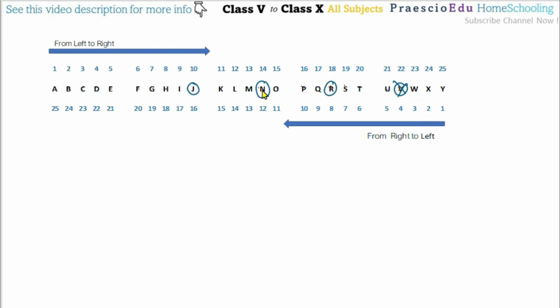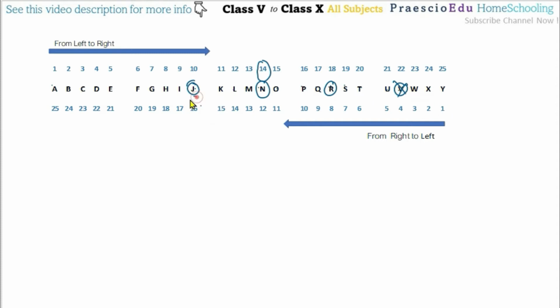Okay, so this is N that came. Now from the left end, this is the 14th. Then the letter 4th to the left of this one. So from this one, again going left there is 1, 2 and 3 and the 4th, that is J that comes.